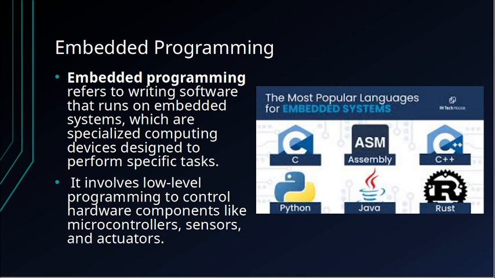We can also have the embedded C for writing the code for an embedded system. So embedded programming involves low-level programming to control hardware components like microcontrollers, sensors and actuators. Sensors are the inputs for the embedded system, actuators are the output for the embedded system. Microcontroller is used to work with these inputs and outputs, which are sensors and actuators. These are known as the hardware components for the embedded system.